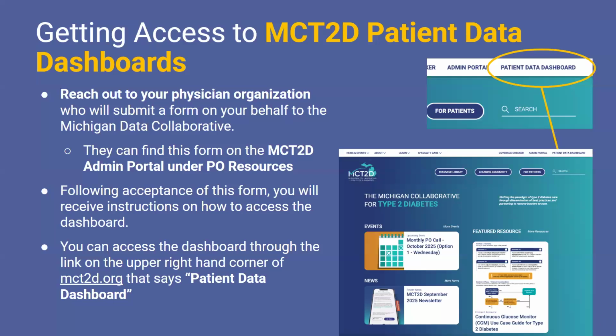So first, before we get into the attribution, just wanted to talk about access to the dashboards. The way that you can get to the dashboards in general is by going to mct2d.org, and then you'll see in the upper right-hand corner, like it's circled on this slide, there's an area that says the patient data dashboard. That's where you log in. Though prior to doing that, you need to make sure that you have access to the dashboard. The way that works is your physician organization will submit a form to the Michigan Data Collaborative, who hosts our dashboard. The form is on our admin portal under PO resources. After that, you get instructions from MDC on how to access it. And from there, you'll be able to log into the dashboards.